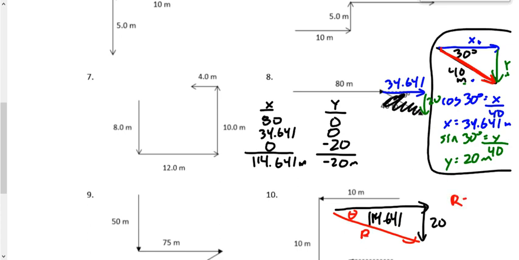Same way as we have for the last number of questions. It's the square root of a squared plus b squared. Its value ends up being, to two significant digits, 1.2 times 10 to the 2 meters. Theta is the inverse tan of 20 over 114. That gives me 10 degrees.